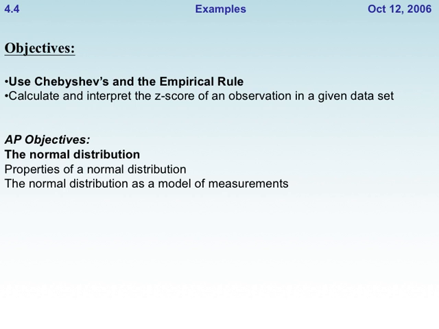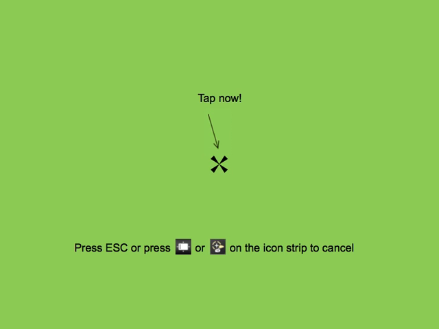On Thursday, we talked about Chebyshev's and the empirical rule. Today, we're going to talk about z-scores and percentiles.